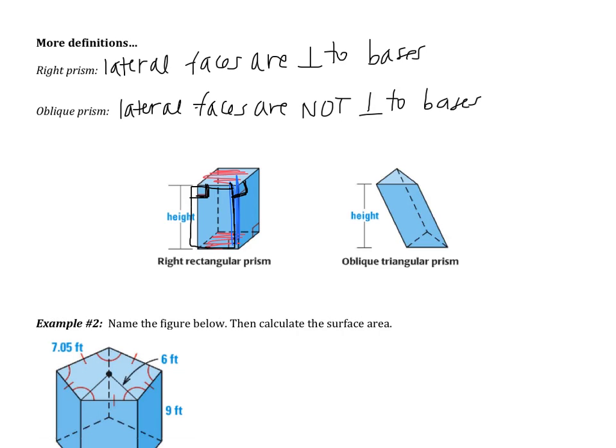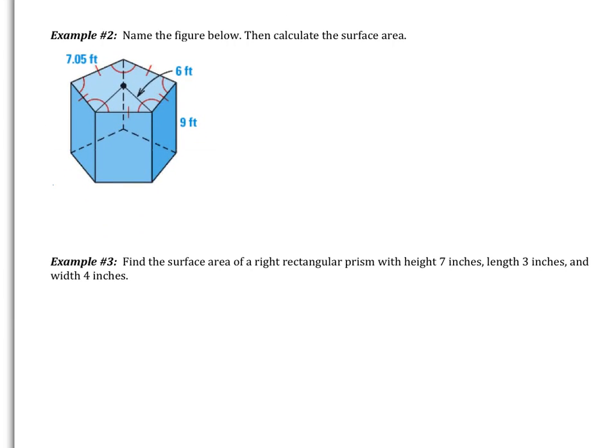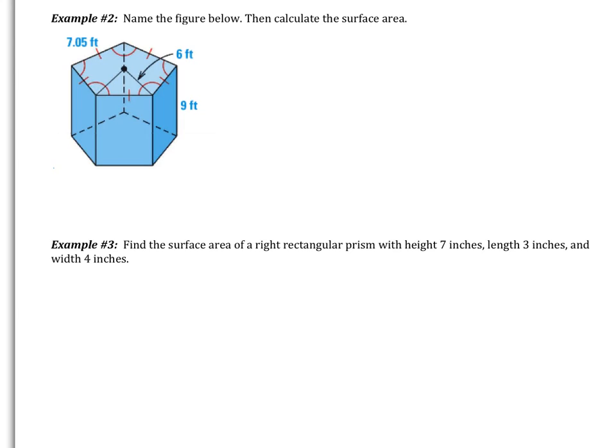Okay, let's move on to another example. I'm going to help you with example 2, and then you're going to do example 3 on your own. It says name the figure and calculate its surface area. First thing, naming the figure. How many bases does it have? Well, it has 2 bases. Two faces that are congruent and parallel, and they are pentagons.